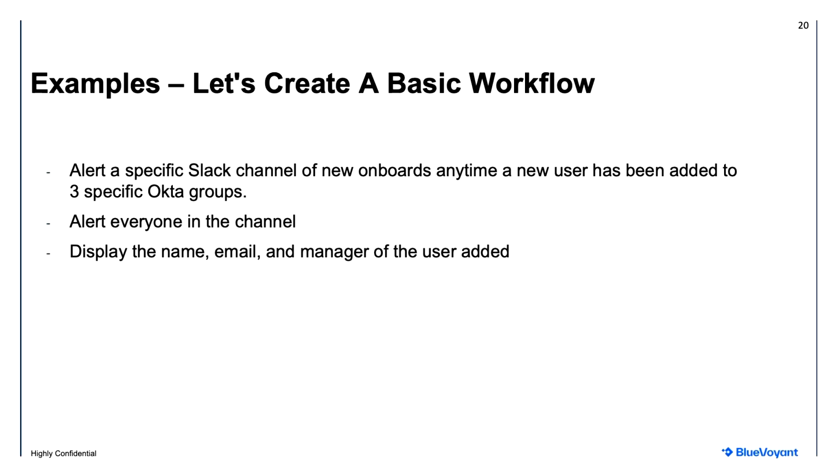And now Ventura is going to show you how these things actually work in motion. Thanks, Evan. So let's create a basic workflow. In this workflow, we want to notify a specific Slack channel of new onboards anytime a new user has been added to any one of the 3 specific groups that we're going to point out. And we want to make sure everyone in the channel is alerted, and we want to dynamically display the name, email, and manager of the user that has been added within that notification. So how would we go about doing that?